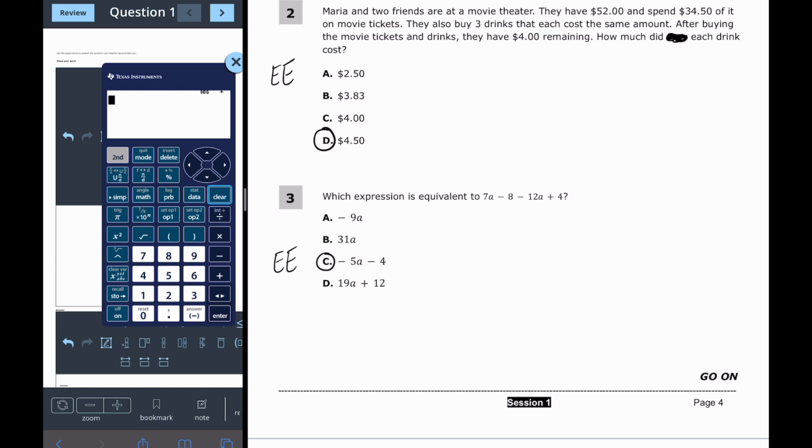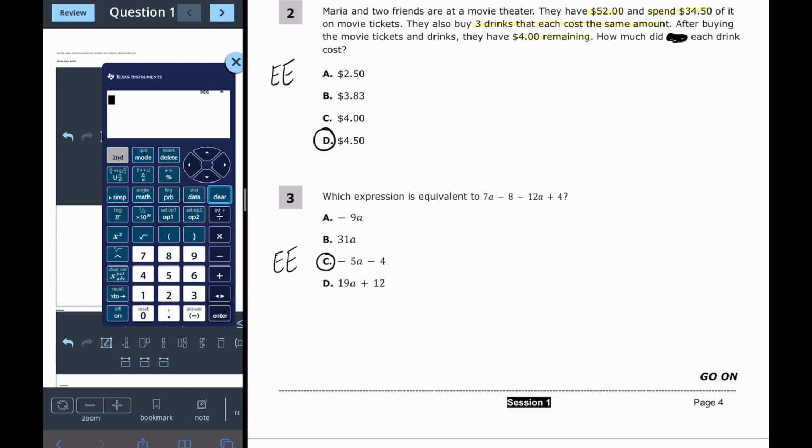Let's move to number 2. Maria and her friends are at a movie theater. She has 2 friends. They have $52. They spend $34.50 of it on movie tickets. They also buy 3 drinks that cost the same amount. After buying the movie tickets and drinks, they have $4 remaining. How much did each drink cost?